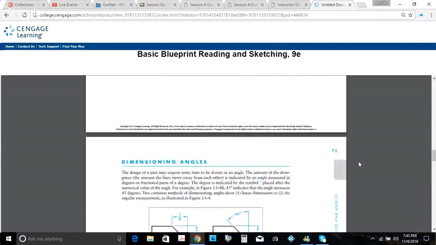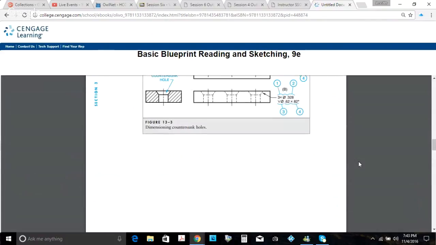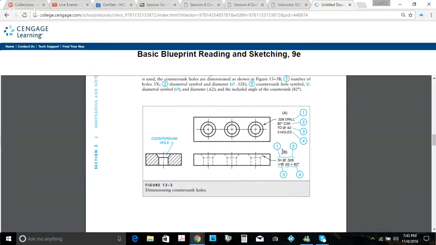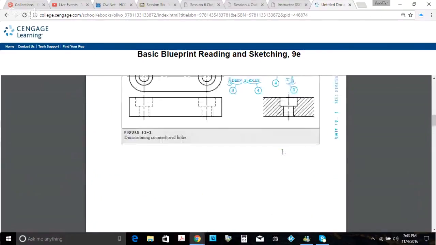Okay, so we talked about counterbored and countersunk holes, what that means when you're boring out the hole. In figure 13-3, down at the bottom here, you see the leader line that's coming off, letting us know that we have a diameter, that's that diameter symbol we were talking about, of 0.328, and it is countersunk, that's that V symbol, at a diameter of 0.62 and an angle of 82 degrees. So be familiar with the symbology. The countersunk symbology is essentially a V.